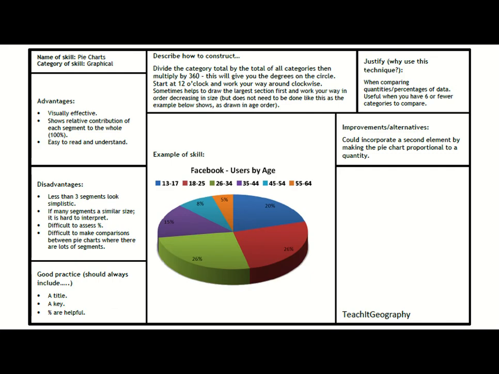Scatter graphs. This one doesn't actually have a line of best fit, but it's got lots of data on there which almost forms a line with one anomaly. So again, same applies. How to construct, advantages, disadvantages, improvements, and justification. Pie charts, same as before, please. I'll give you 3 seconds and you can pause it and get the information you need.